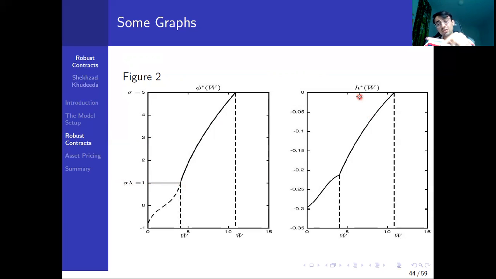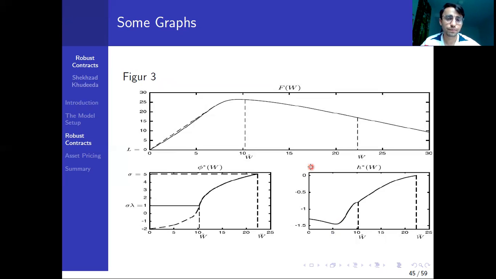And on the right-hand side, the worst case density generator increases with the continuation value, as we see. It's increasing. Intuitively, the principal's aversion to model uncertainty leads to his pessimistic behavior. Even so, the worst case density generator is negative. And the third graph consists of 3 subgraphs. First, a value function.